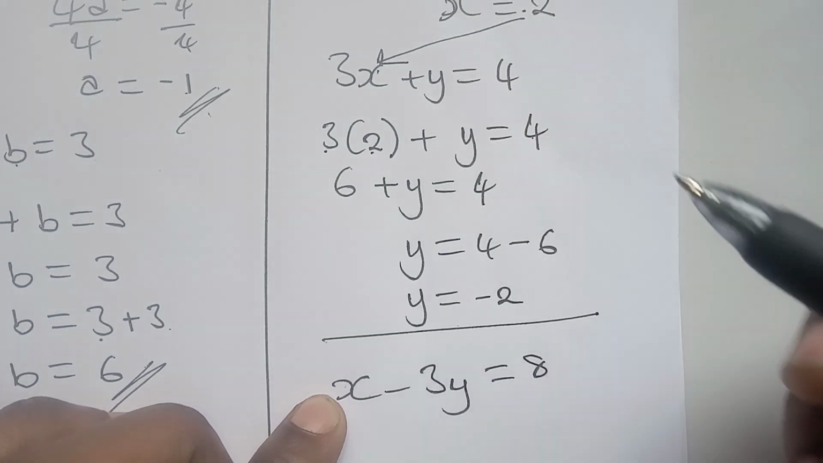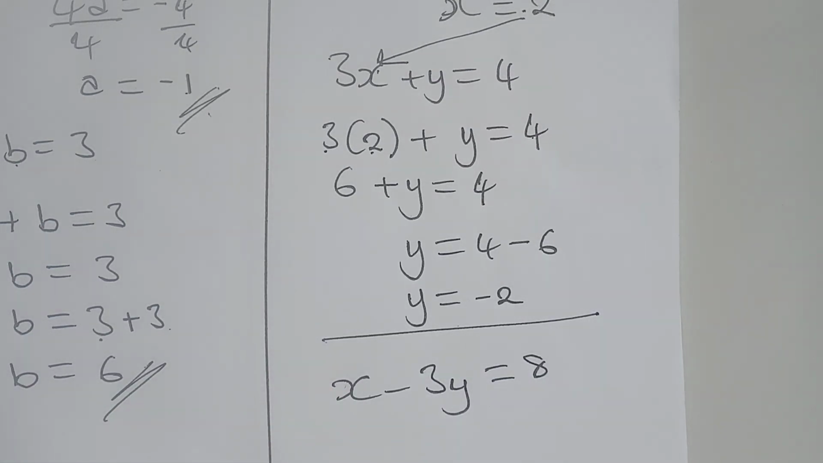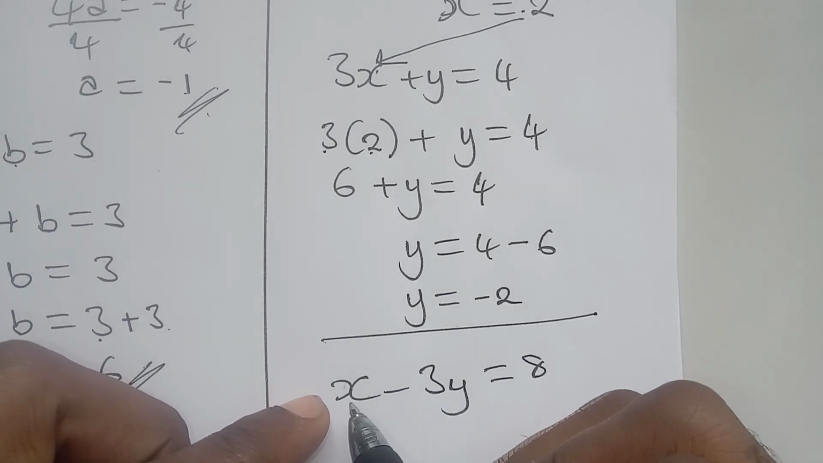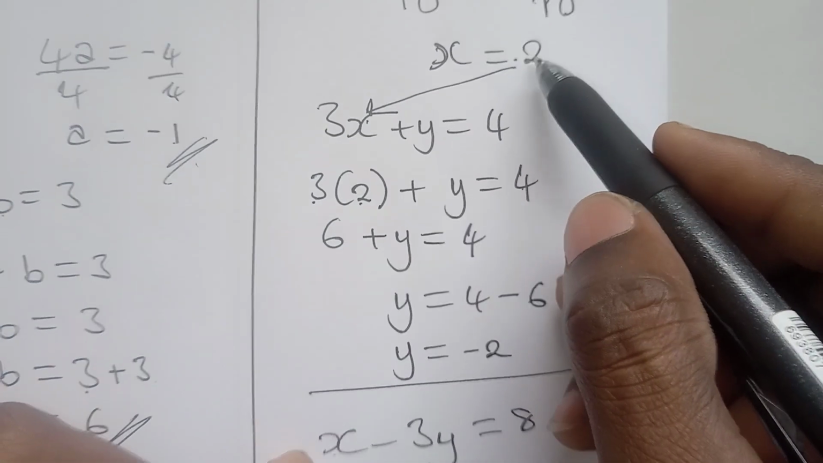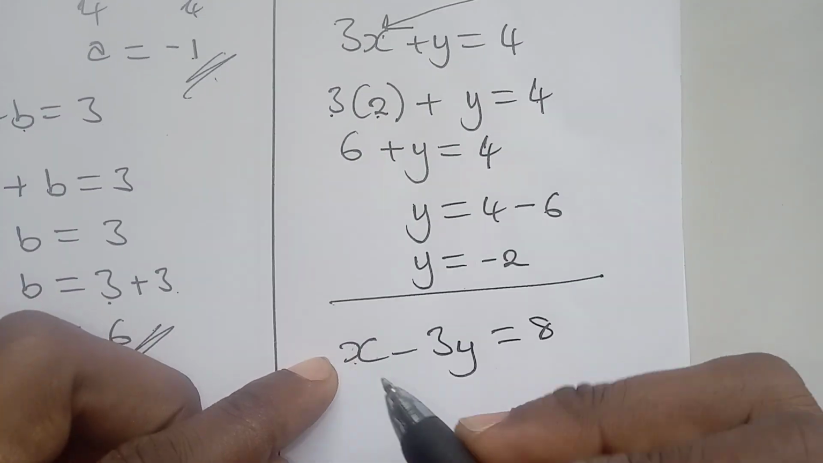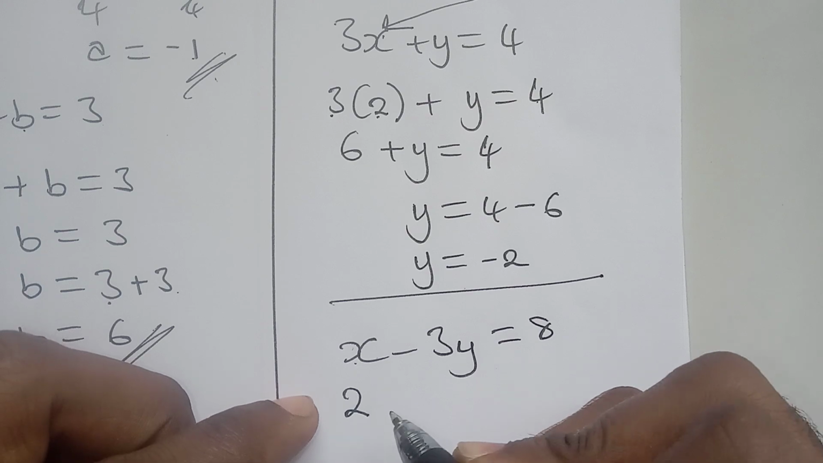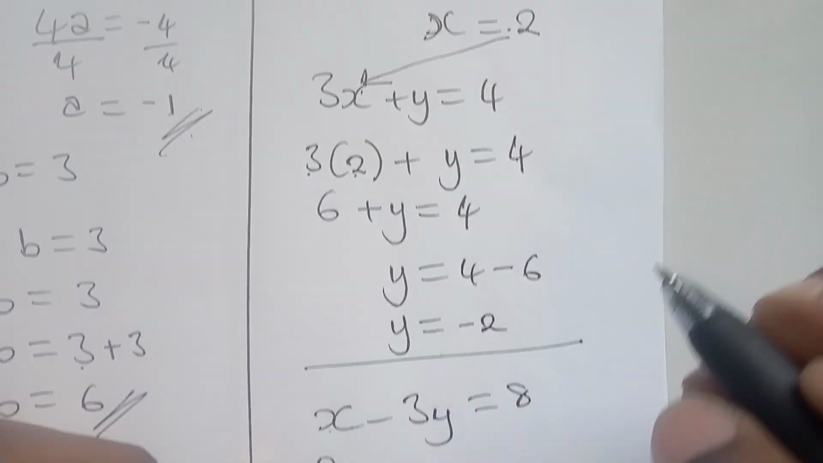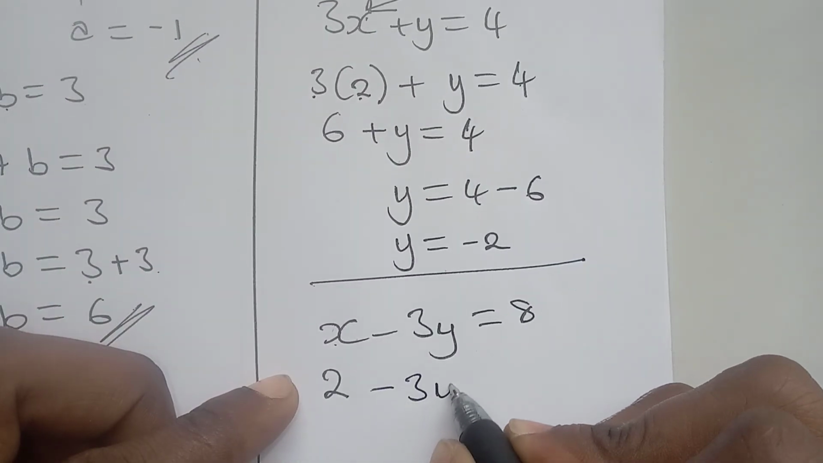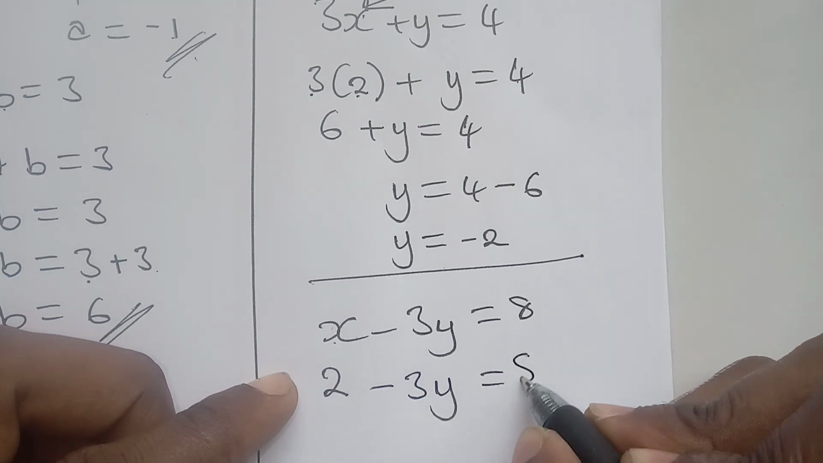If you decide to use this, you don't have to use the second one, unless you just want to verify your answers. So x is 2. So where we have x, let's just put a 2, which is the value of x, and then minus 3y is the same as 8.